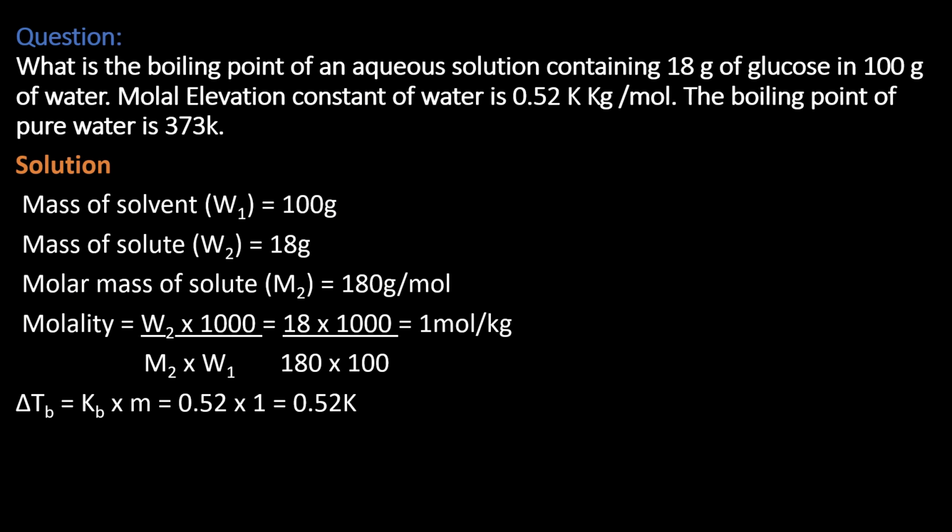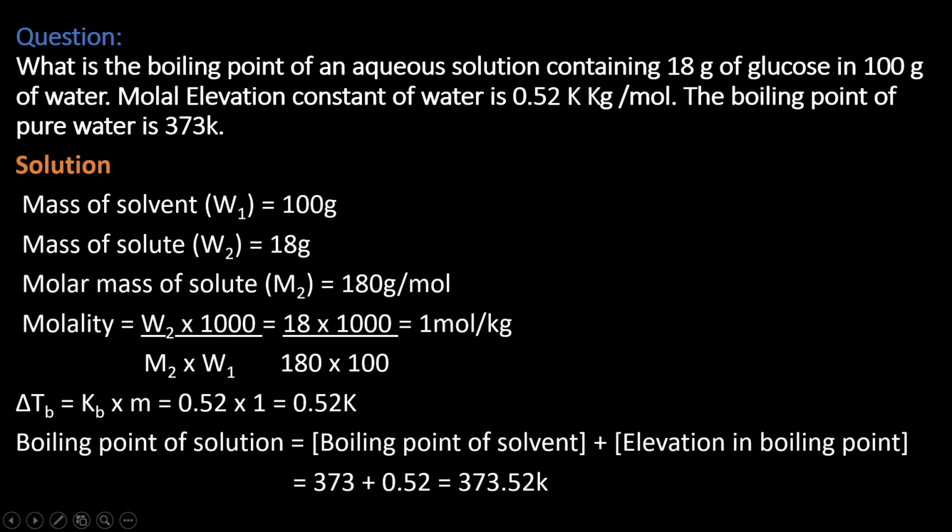The last step is to calculate the boiling point of the aqueous solution. The boiling point of the solution is the boiling point of the solvent plus the elevation in boiling point, because after adding the solute, the elevation in boiling point takes place. So it is the pure solvent's boiling point, and you have to add the elevation in boiling point. So it's 373, which is given in the question, plus 0.52, which is equal to 373.52 Kelvin. This becomes the boiling point of the solution.